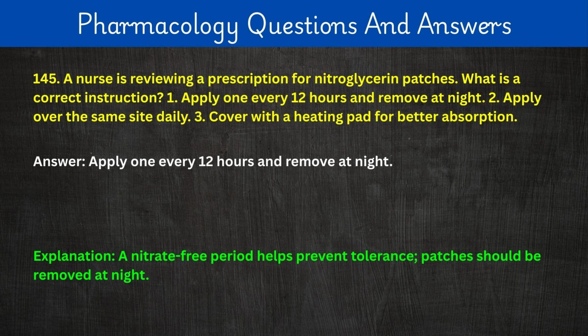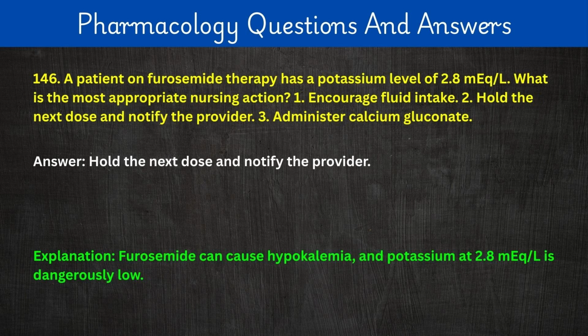145. A nurse is reviewing a prescription for nitroglycerin patches. What is a correct instruction? 1. Apply 1 every 12 hours and remove at night. 2. Apply over the same site daily. 3. Cover with a heating pad for better absorption. Answer. Apply 1 every 12 hours and remove at night. Explanation. A nitrate-free period helps prevent tolerance. Patches should be removed at night.